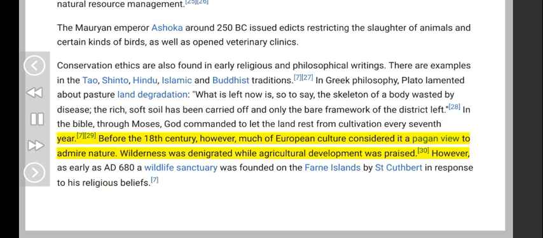Before the 18th century, however, much of European culture considered it a pagan view to admire nature. Wilderness was denigrated while agricultural development was praised. However, as early as AD 680 a wildlife sanctuary was founded on the Farne Islands by Saint Cuthbert in response to his religious beliefs.